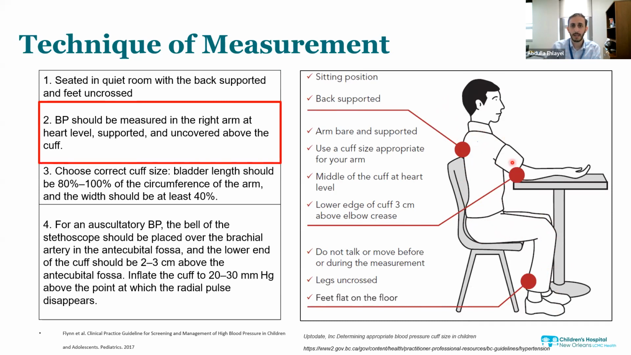Number two, it should be checked in the right arm. The right arm should be at the heart level, uncovered. Many times, for convenience, we measure over the T-shirt or over the blouse. And the arm should be supported, not hanging, sitting on a table or on the arm of the chair.